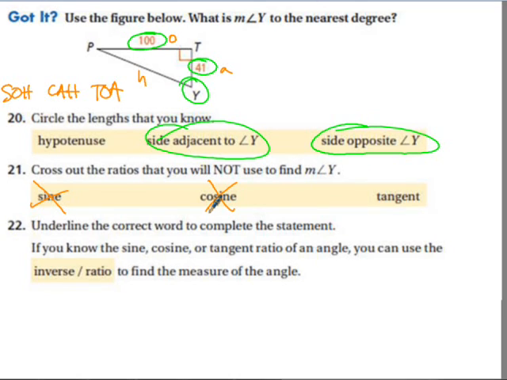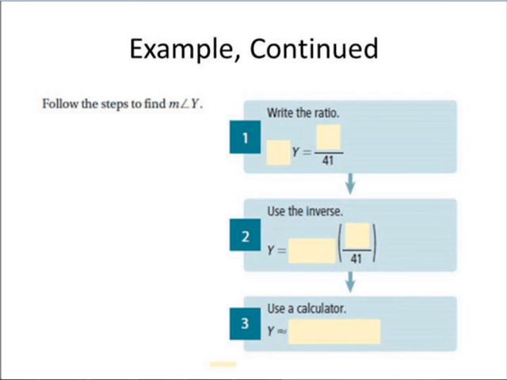Underline the correct word to complete the statement. If you know the sine, cosine, or tangent ratio of an angle, you can use the inverse. Okay, we're going to use the inverse. It said underline, and I circled, so look at me. So we would use the inverse in this situation when we don't know what the angle is. So here's what would happen next. Follow the steps to find the measure of angle y.